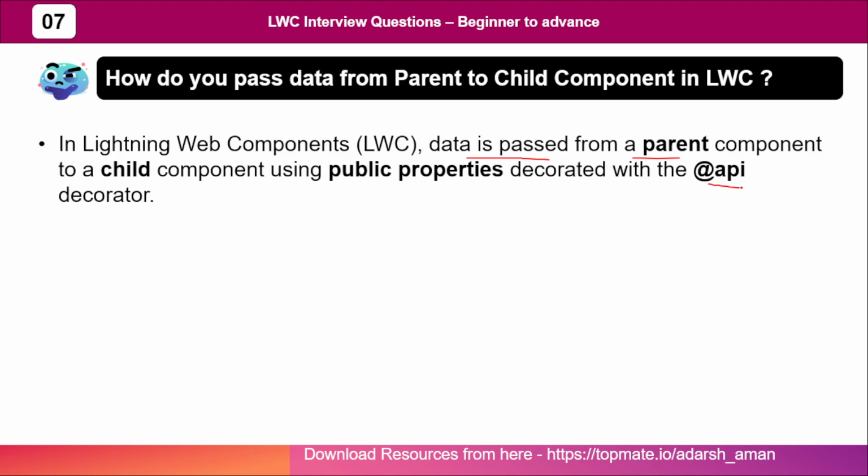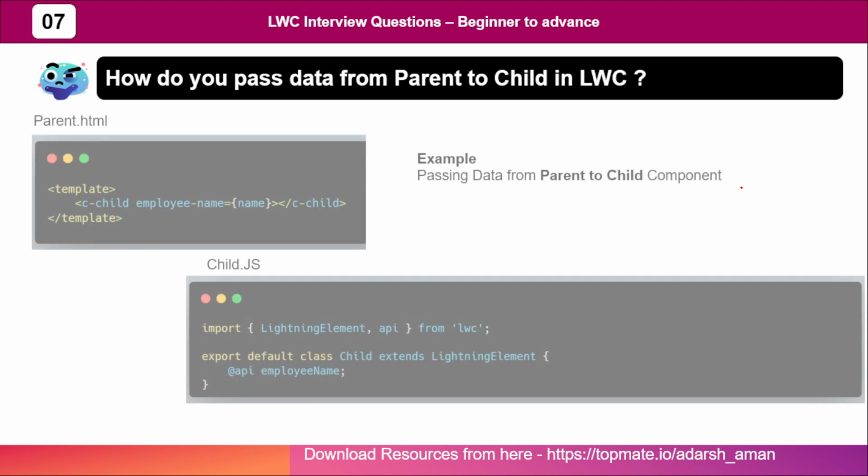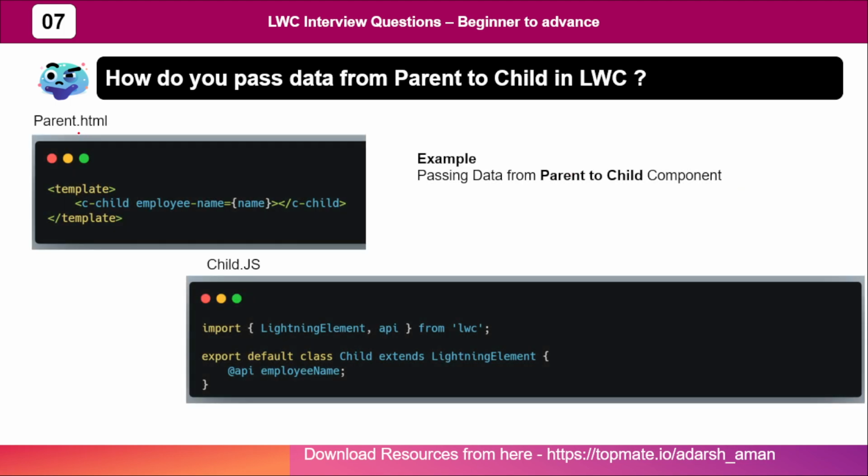So let us understand with the help of an example. Suppose you have this parent HTML, where we need to pass this name value from parent JavaScript to a property in the child component. Remember, this is the child JavaScript. Here we have this property employeeName and we want to receive the value from the parent component. So we need to decorate it with the @api decorator to make it a public property. Once it becomes a public property, the parent can pass data into it.